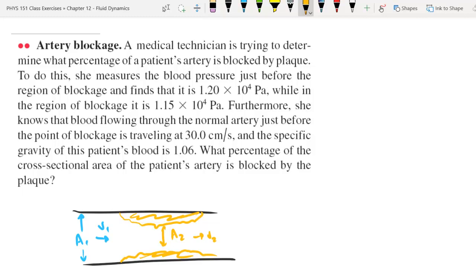Now, we make some pressure measurements, or the medical technician does, and she measures that the blood pressure before the blockage is 1.2 times 10 to the fourth pascals. So pressure 1 is equal to 1.2 times 10 to the fourth pascals. And then in the blockage, that'd be pressure 2. This is going to be 1.15 times 10 to the fourth pascals. A little bit less there.